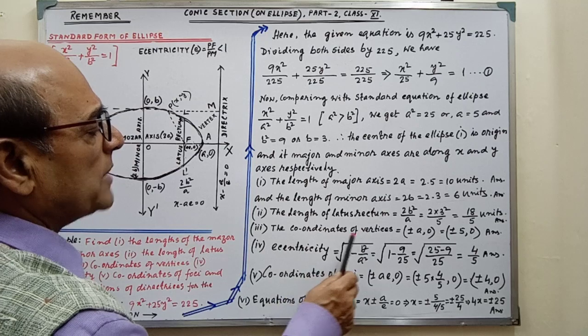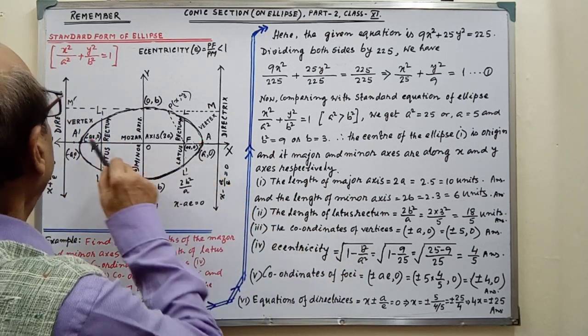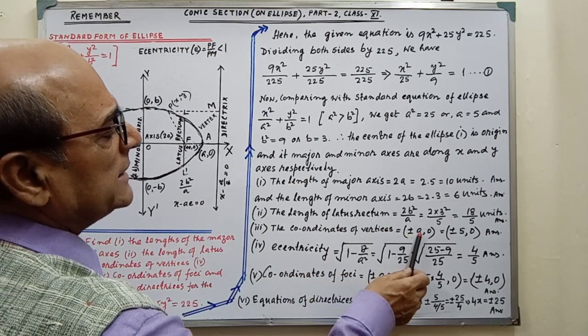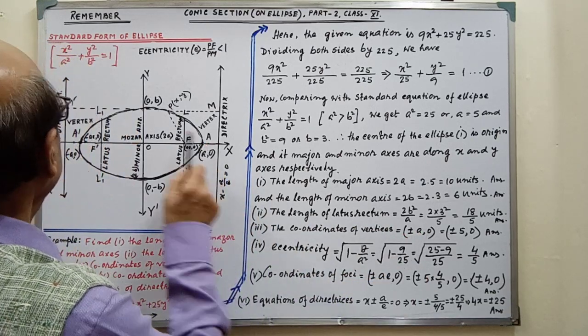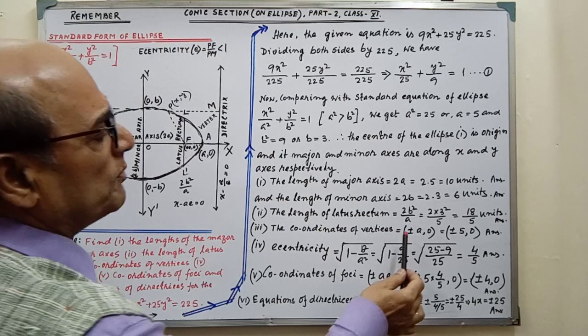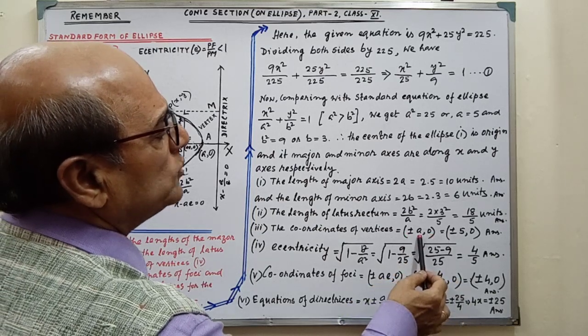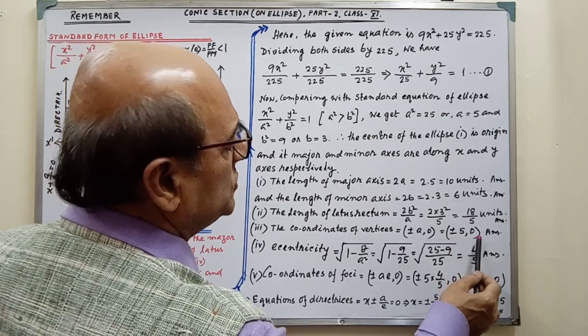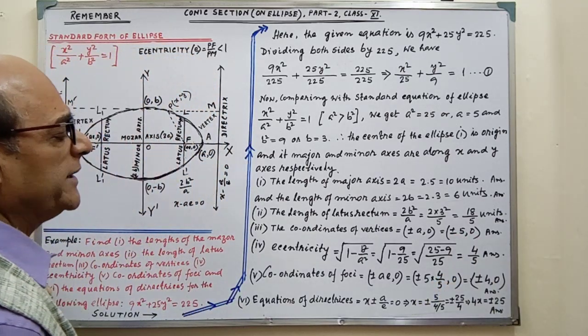Next, the coordinates of the vertices. Two vertices, plus minus a, 0. On this side plus and this side minus. So plus minus a, 0. And we have already got the value of a. This is why plus minus 5, 0. That is the coordinates of vertices.